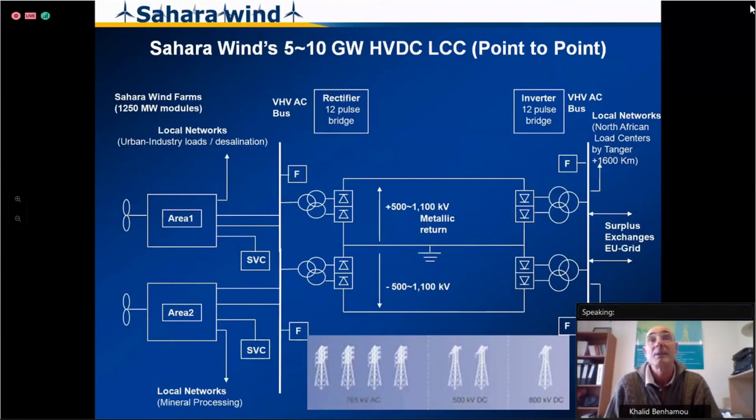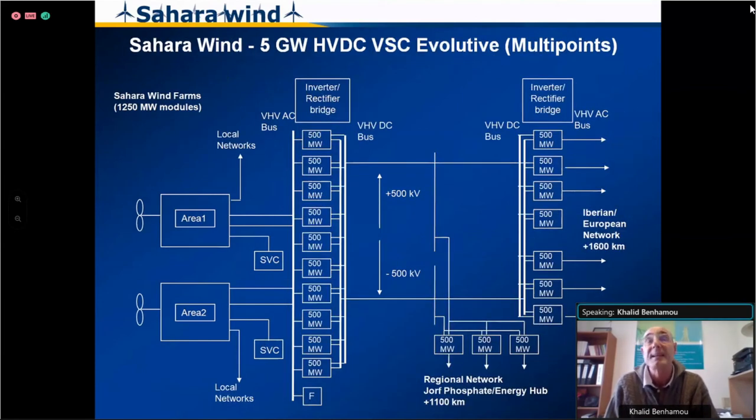So there are two types of architecture possible, the point-to-point HVDC, and the distributed system. And the main advantage of the point-to-point is the low losses over long distances. The main advantage of the evolutive voltage-source converter is, of course, the flexibility of a grid, which then enables you to save on transmission losses and have advantages of serving different points, among others. The Jorf Lasfar phosphate hubs and the other load centers in order to connect Morocco, which is already connected, but effectively transfer power to the European power networks and also enable imports from the European power network.